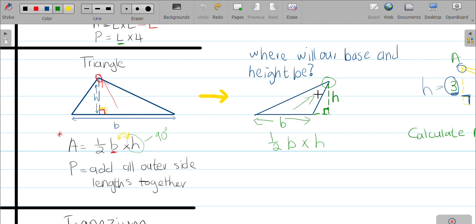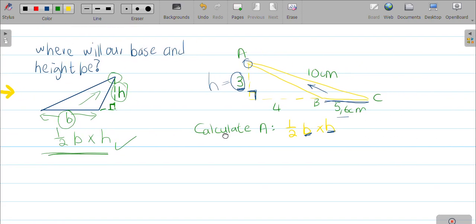My height needs to be drawn from the vertex opposite the base, which it is, all the way down. It meets the base at 90 degrees and it is at an extension of the base. So therefore, I can use this formula correctly over here. The base will be this base. The height will be this height over here. So let's go and implement this, guys.